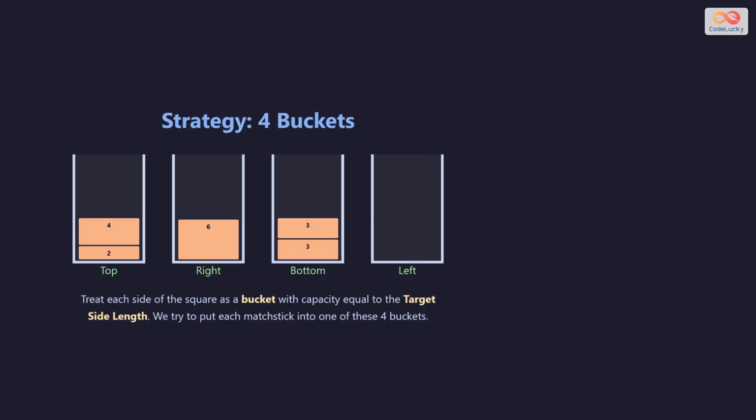To solve this, imagine we have 4 empty buckets, representing the 4 sides of the square. Each bucket has a capacity equal to our target side length. We need to go through our matchsticks and try to fit each one into a bucket without overflowing it.